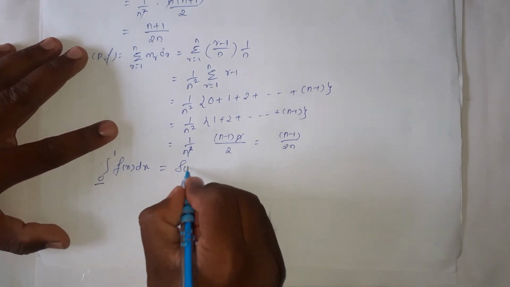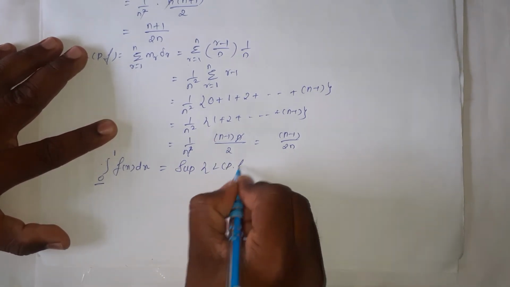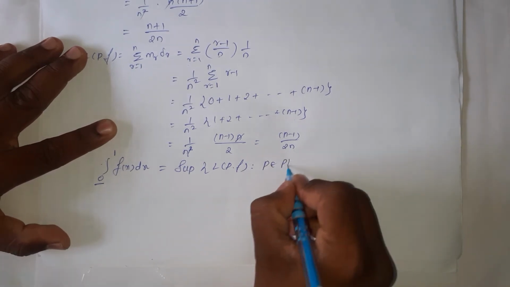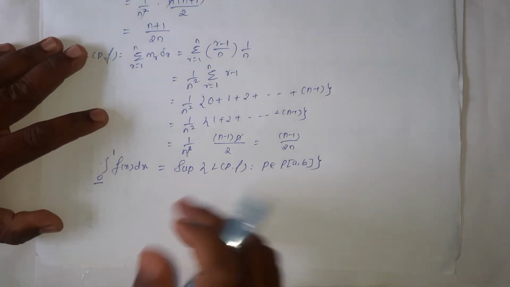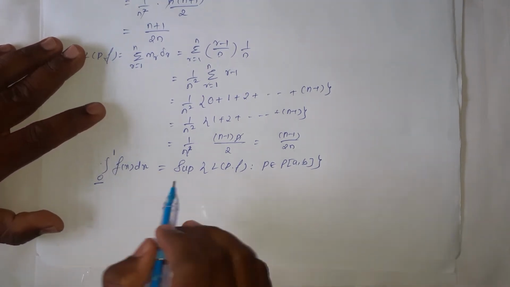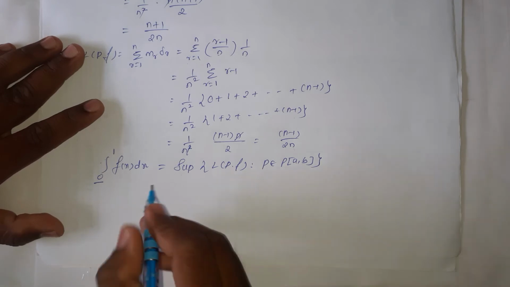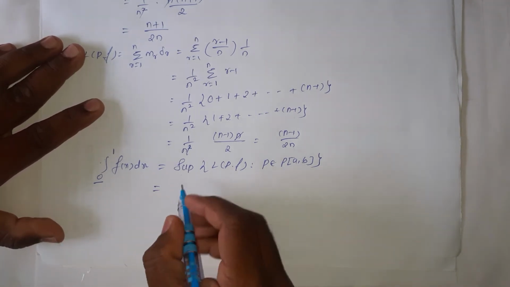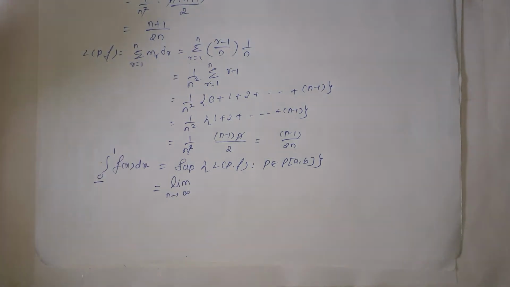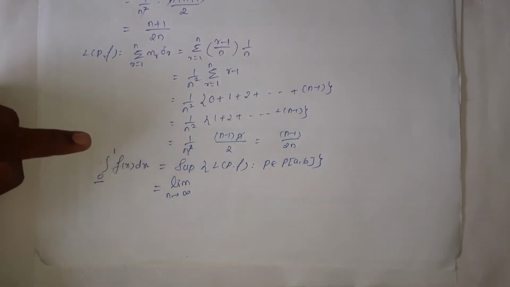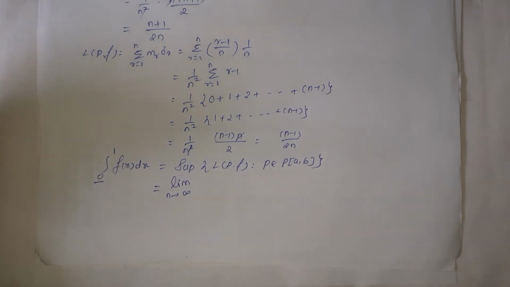By definition we can write this as the supremum of Lpf, where P is the partition of the closed interval [a, b]. So therefore, it is the definition of the lower Riemann integral, that is the supremum of Lpf, and to find the supremum we apply the limit as n tends to infinity, because the lower Riemann integral means the area below the given curve, bounded by the x axis and the given function.